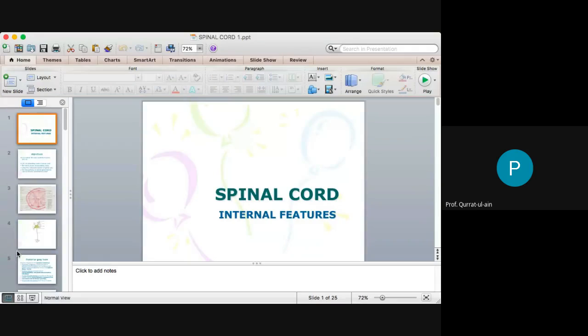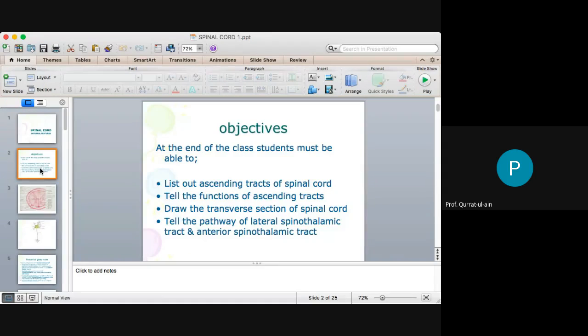Now, I will be discussing today the spinal cord. Within the spinal cord, we will be doing the ascending tracts and the descending tracts also. But the first presentation is with the ascending tracts. And you know how to draw the transverse section already.